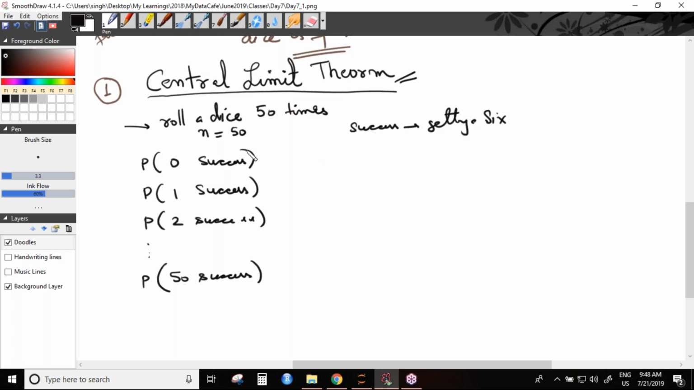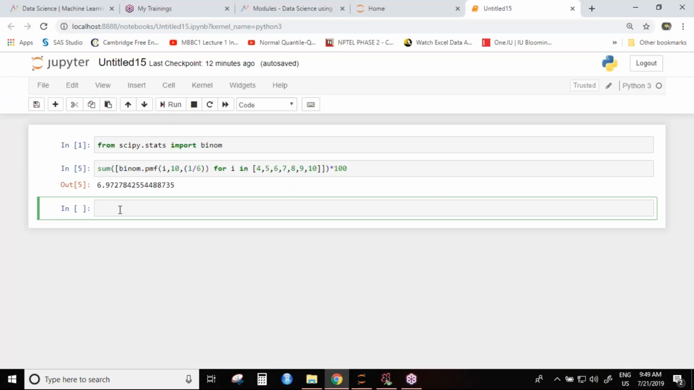Let's say I calculate that. How will I calculate that? I will just use the binomial theorem, right guys? I cannot do that on paper, it will take a long time, but I can use Python to do that, right? So let's say I do that.